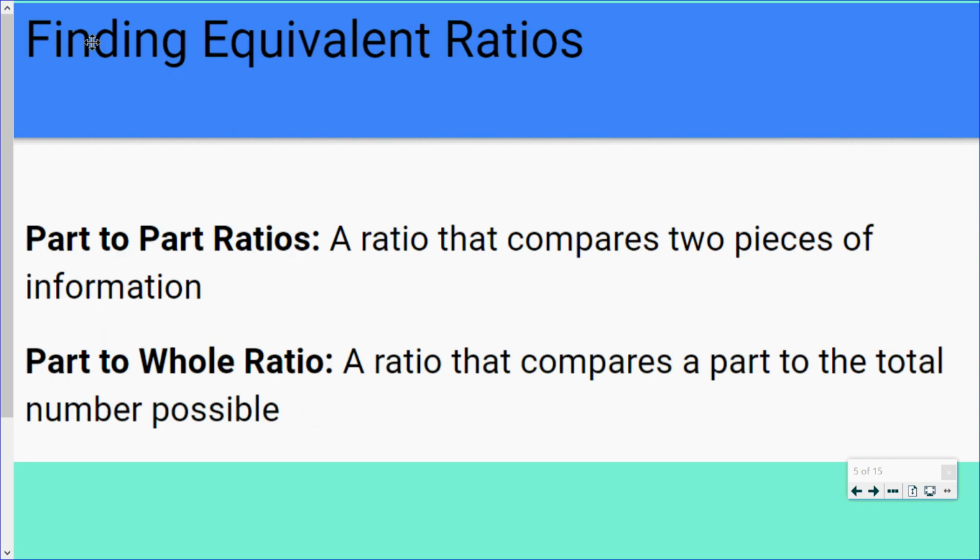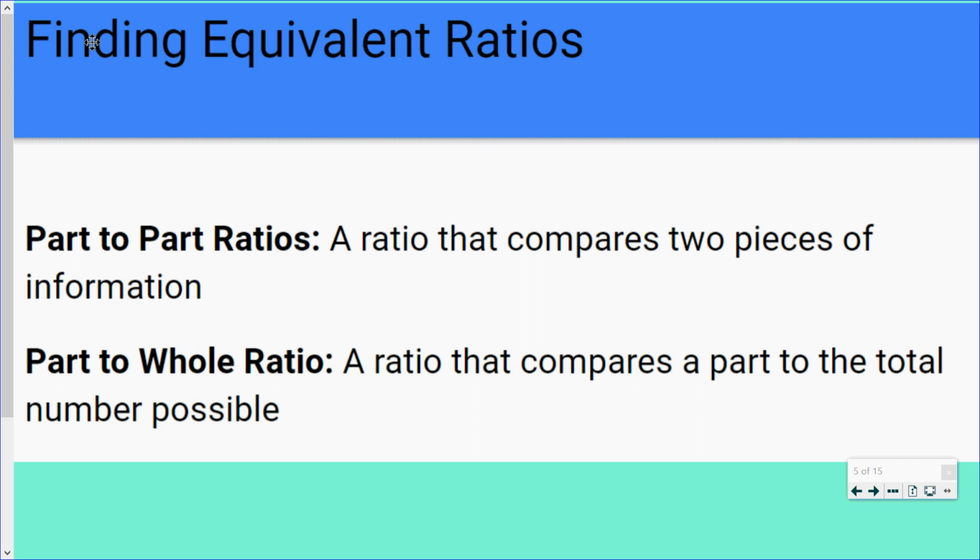Today what we're going to do is work on finding equivalent ratios. We're going to try to figure out how, when given a small piece of information, we can use that information to fill in our tape diagrams and be able to just actually solve our problems.